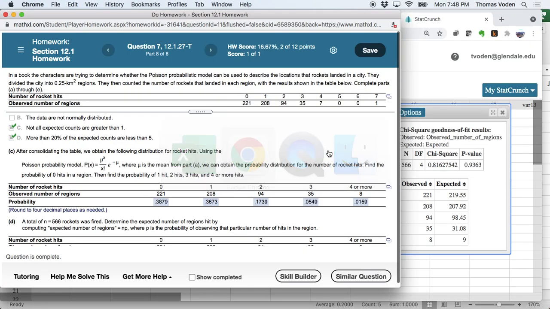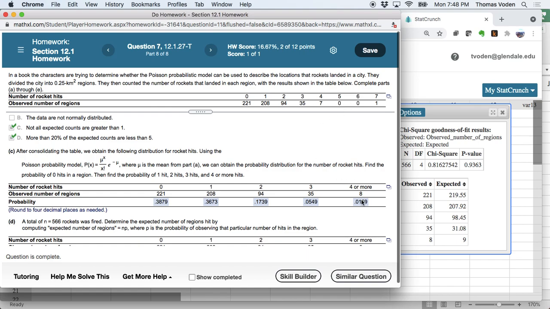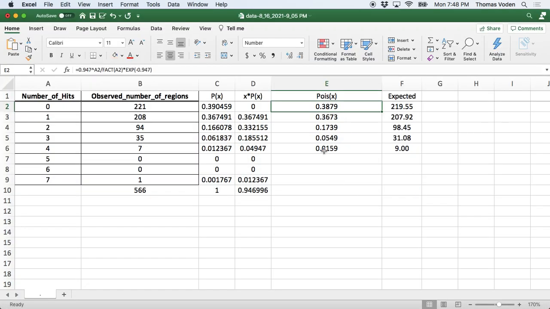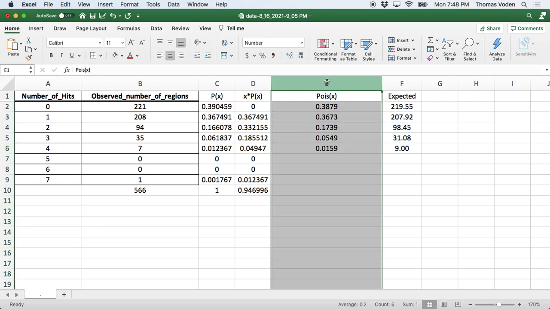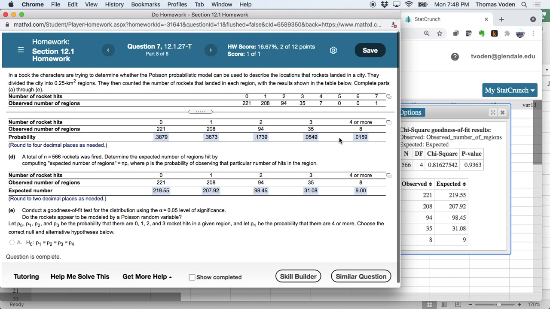And so what I've done back on the problem is gone ahead and typed them in to 4 decimal places. So you'll see for x equals 0, 0.3879, I'm getting that from that value. And then all the way to 4 or more, 0.0159, I'm getting that from that value. So now we've set this thing up. Like I said, we're headed toward a goodness of fit test, so they're asking us to use that Poisson probability distribution to calculate the expected number of hits, or expected number of observations for each number of hits.